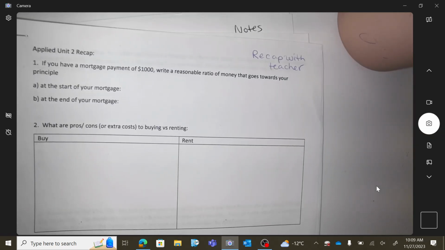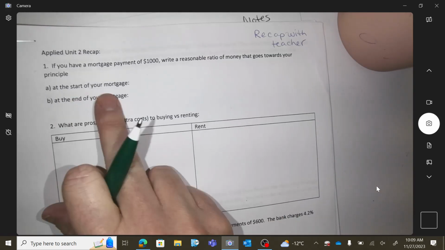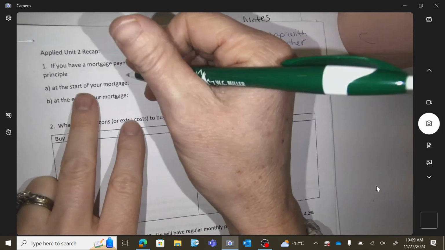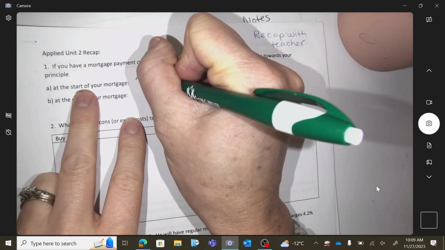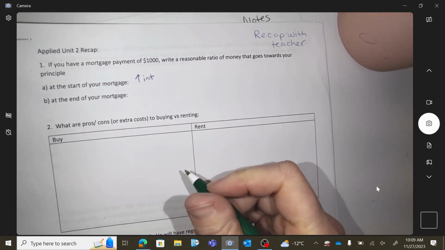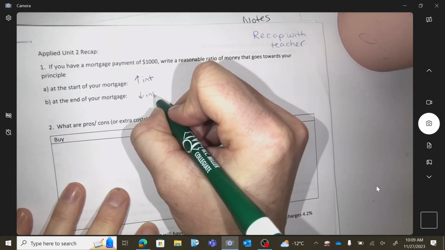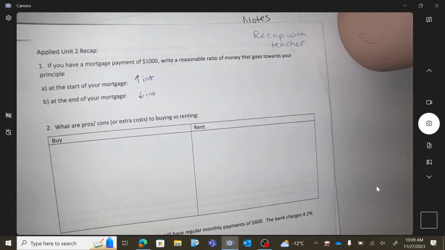So if you had a $1,000 mortgage payment, write a ratio of the principal to the interest. Remember, near the start of your mortgage, out of your $1,000, there's a lot of interest. And then at the end of the mortgage, you're paying less on the interest.